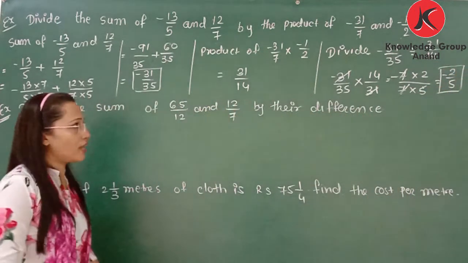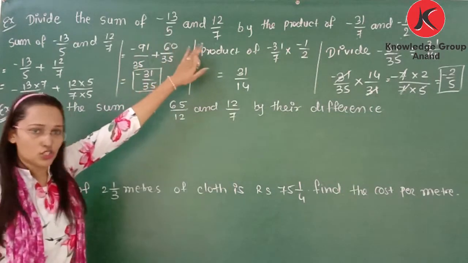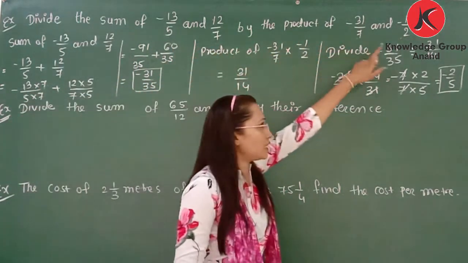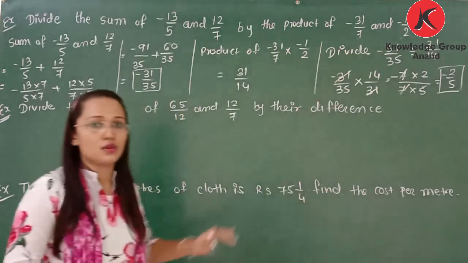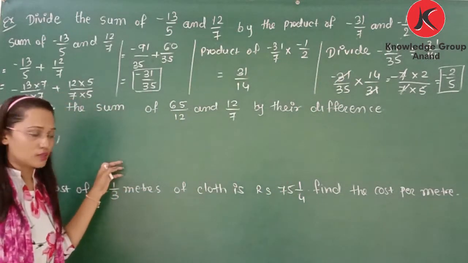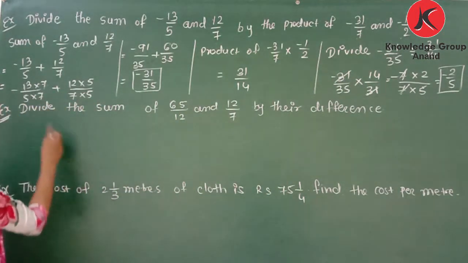Clear? What have we performed? We find the addition of these two, multiplication of these two, and whatever answer we get, we divide both answers. Now let's take the next example.